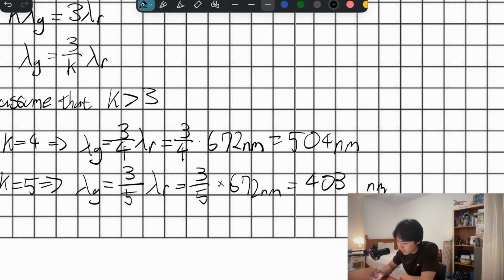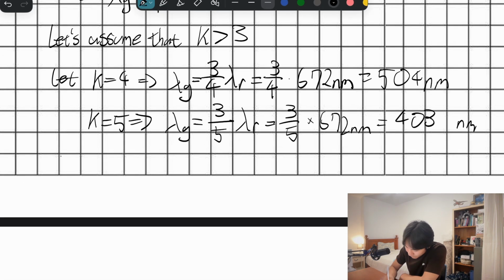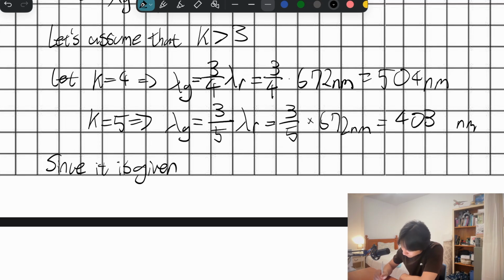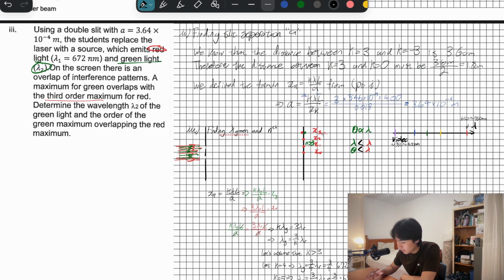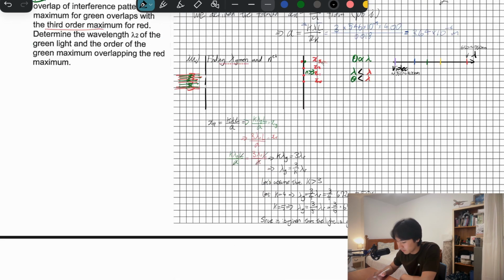You should know that around the violet region it's around 400 nanometers. 350 to 400 nanometers is the smallest wavelength the human eye can observe, and the longest is more like 650 to 750, depending on the person. So green light is probably somewhere in the middle of the rainbow between violet and red, probably between 500 and 600 nanometers. So what is closer to 500? Obviously, when k is equal to 4. We can justify, since it is given that the light is green, k must equal 4, and thus lambda of green must equal 504 nanometers. Full justification, and I hope I explained everything fairly intuitively for this question.